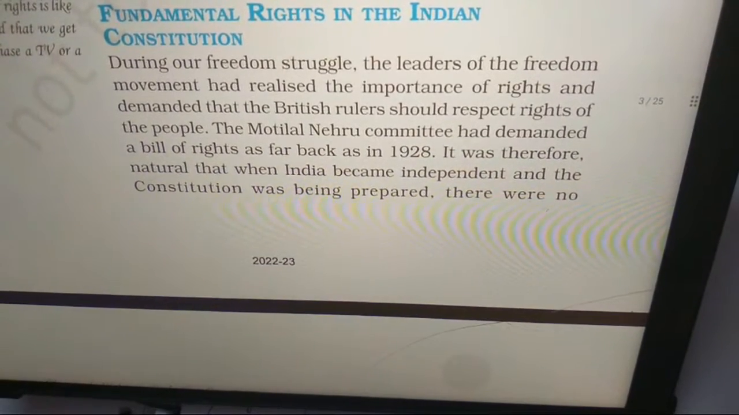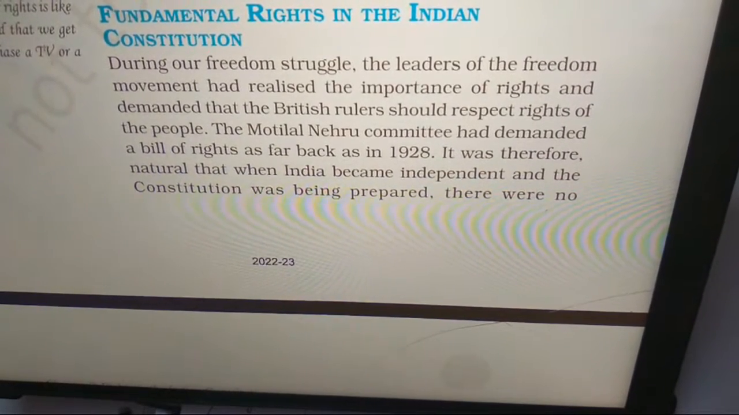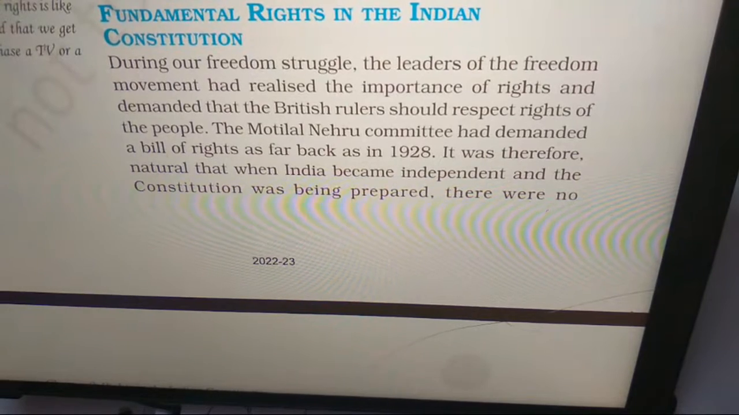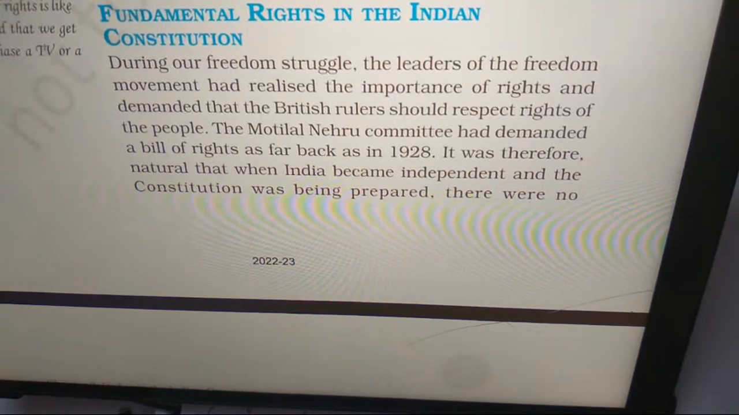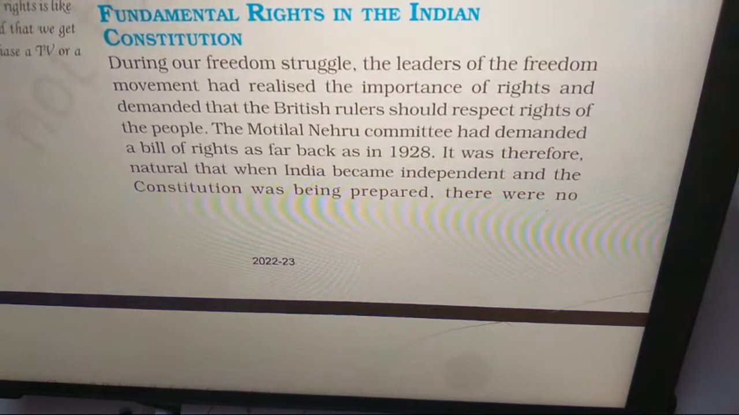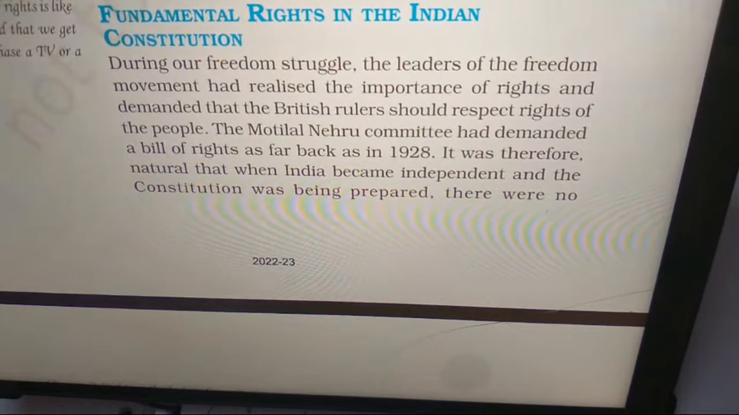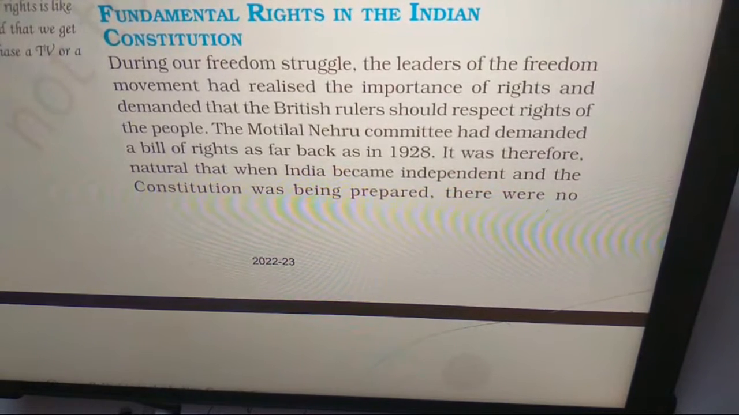Fundamental rights in the Indian Constitution. During our freedom struggle, the leaders of the freedom movement had realized the importance of rights and demanded that the British rulers should respect the rights of the people. The Motilal Nehru Committee had demanded a Bill of Rights as far back as in 1928.